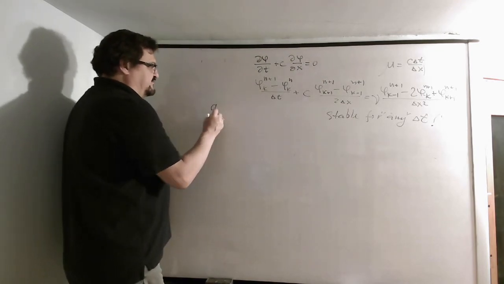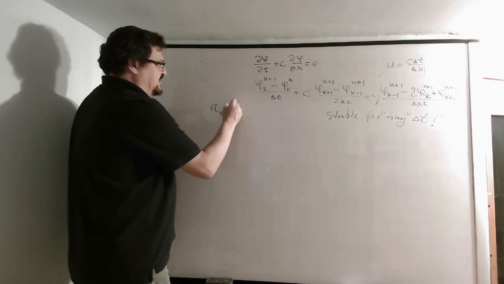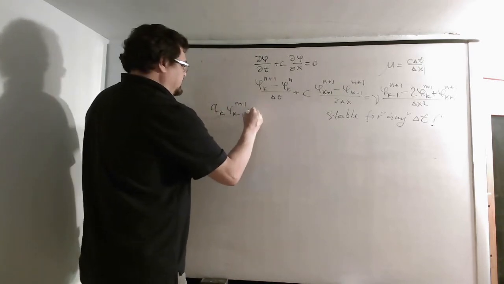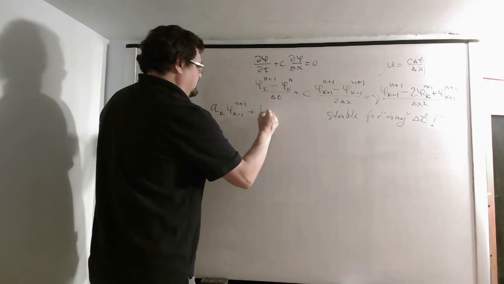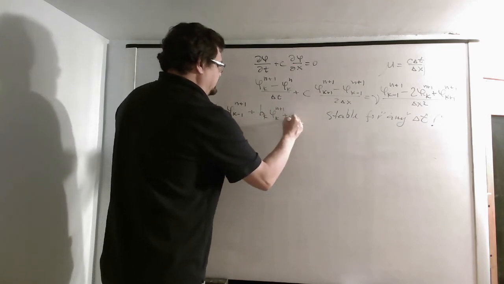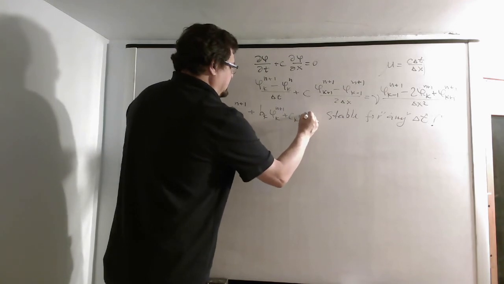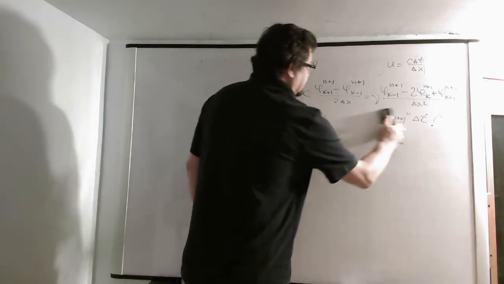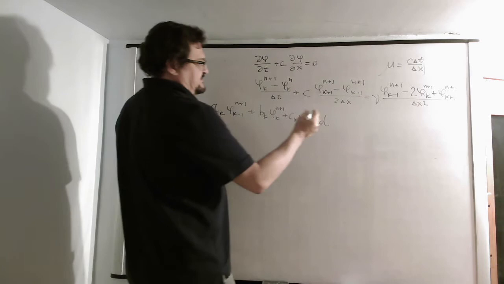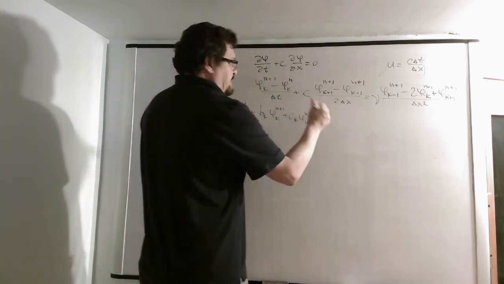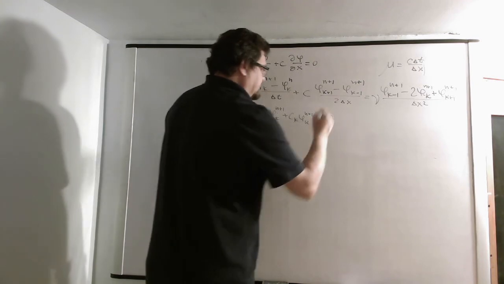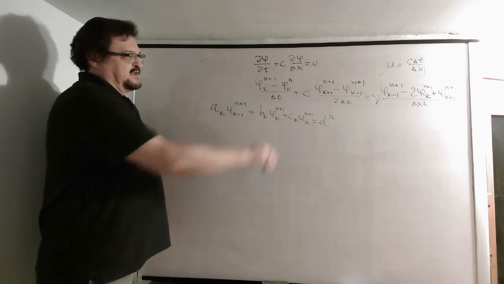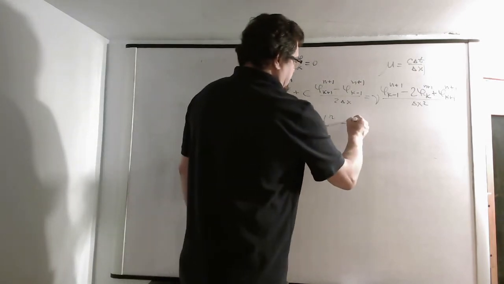So generally you can write it as the following: a_k phi_{k-1}^{n+1} plus b_k phi_k^{n+1} plus c_k phi_{k+1}^{n+1} equals some right hand side, which is a function of other time steps, d, say, of time step n. So this is the general form of an implicit equation. So this is implicit.